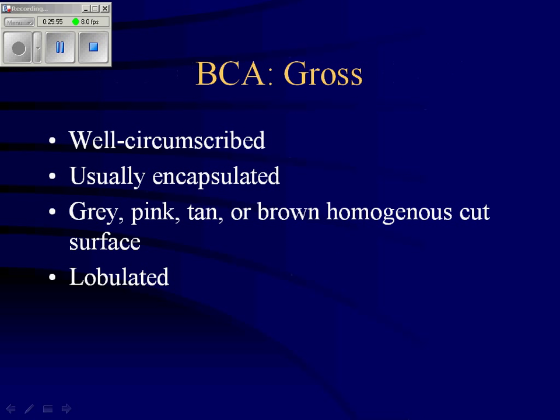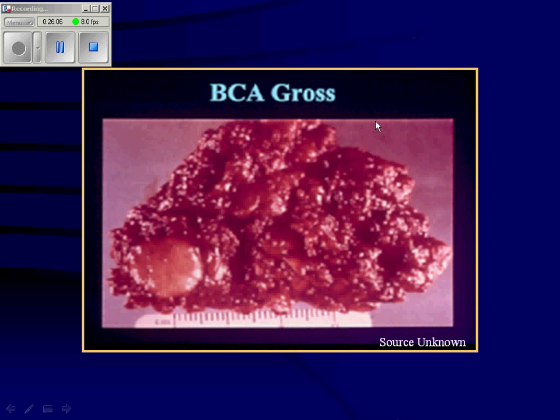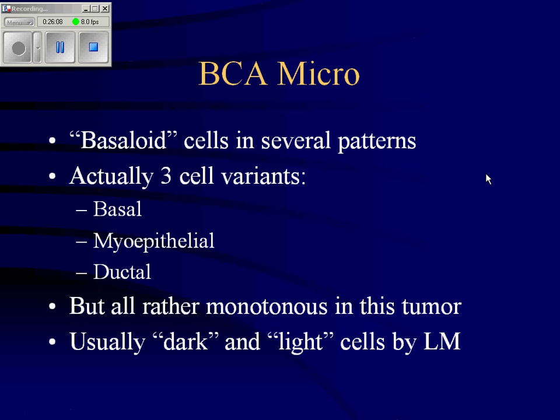So the growths, well, again, well circumscribed, usually encapsulated. They can have various colors of their cut surface, and they're lobulated. And this is what they can look like. So they're basaloid cells, similar to what you'd see in basal cell carcinoma of the skin, usually in different kinds of patterns. There can be types with a myoepithelial differentiation in them, but they should be all monomorphous within the same tumor. So if there's a myoepithelial component, they're all going to be that myoepithelial component.